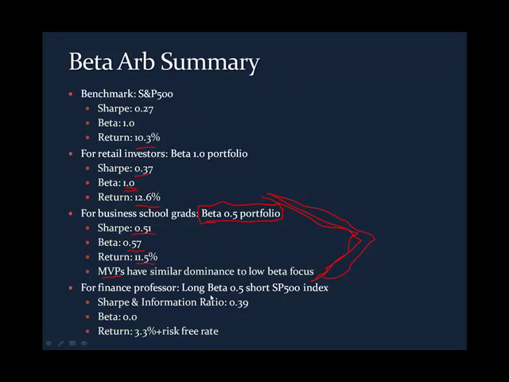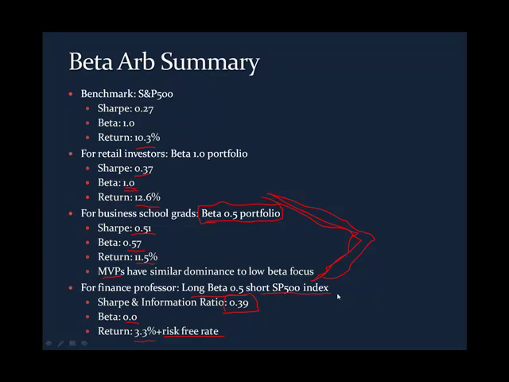And it turns out if you're long the beta 0.5 and then short the S&P 500, you can have a beta 0. That's pretty straightforward. You'll be within 0.1 of that in terms of your beta. And your Sharpe ratio will be 0.39, which is greater than the S&P 500. So that strictly dominates, and you should make about 3.3% above the risk-free rate with this kind of strategy. So that seems like a good idea.